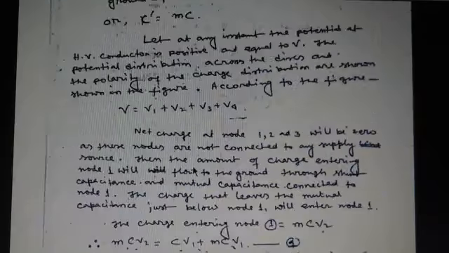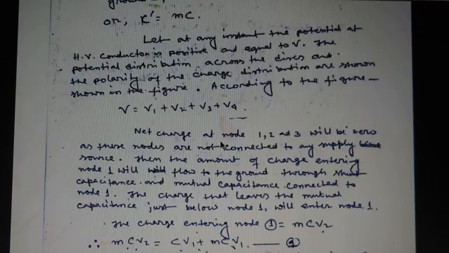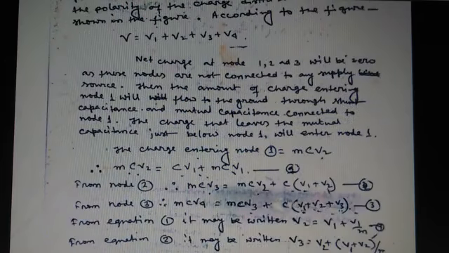Now, the net charge at nodes 1, 2 and 3 will be 0, as these nodes are not connected with the supply source. Then the amount of charge entering node 1 will flow to the ground through the shunt capacitance and the mutual capacitance connected to node 1. The charge that leaves the mutual capacitor just below node 1 will be entering node 1. The charge entering node 1 equals MCV2. So therefore MCV2 equals CV1 plus MCV1, that is equation number 1.